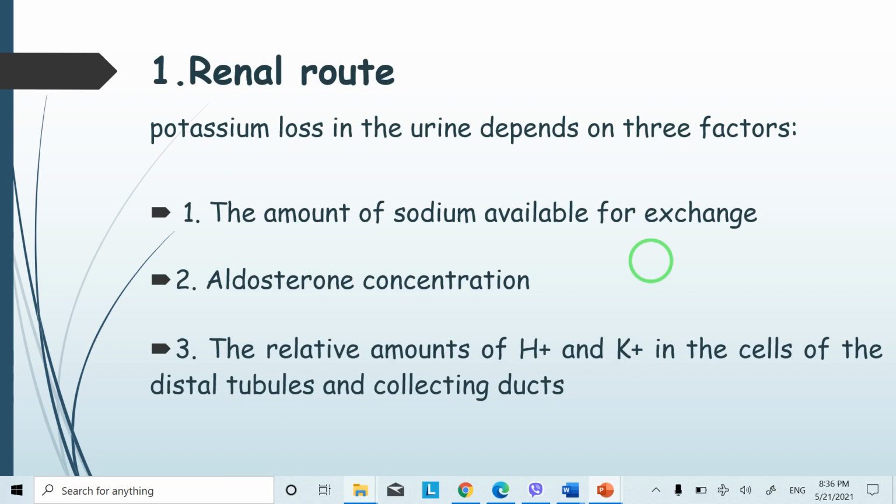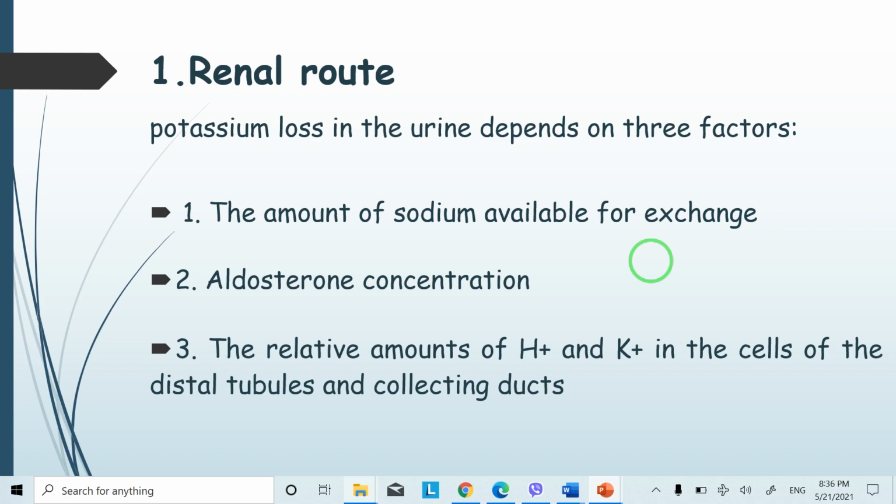So, how can we know how much potassium will be excreted in the urine? This depends on many factors. First of all, how much sodium is present in the tubular fluid, because for potassium to be secreted into the luminal fluid, it must be exchanged for sodium. So sodium must be available to be exchanged for it.